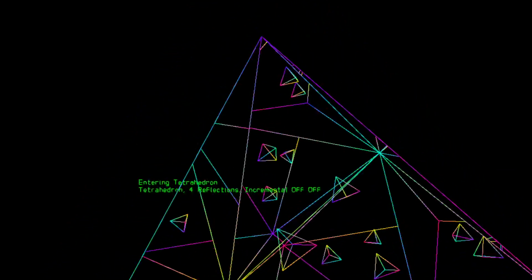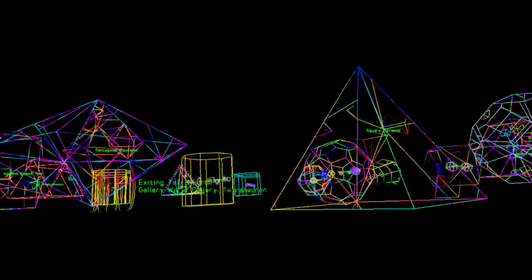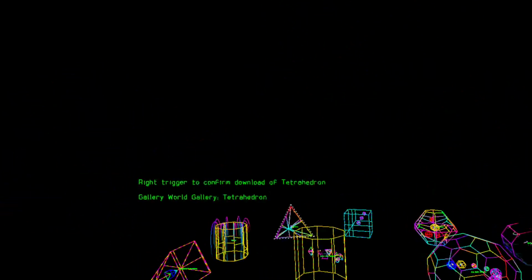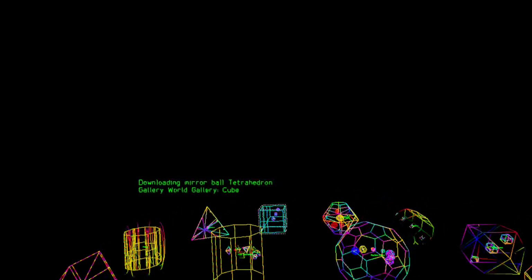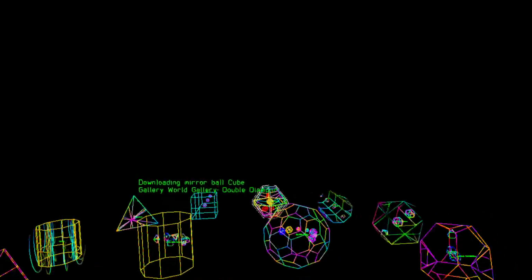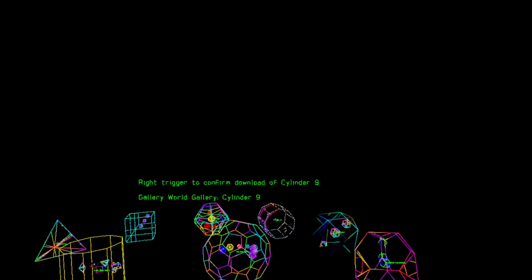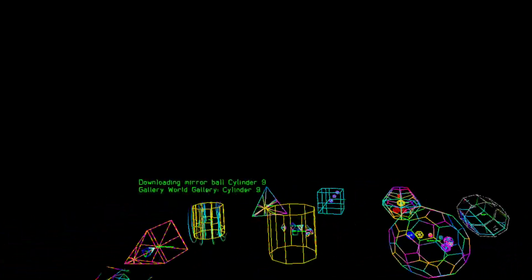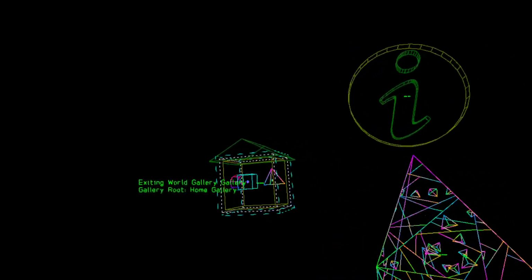So I'm going to squeeze the right trigger and confirm. Oops, that wasn't right. Back up. See, I can't even use it myself. Okay, squeeze the left trigger and confirm with the right. And it just downloaded the tetrahedron. And I can do the same with the cube. And let's say I want to download the cylinder. Okay, so I just downloaded the 3 Miraballs.